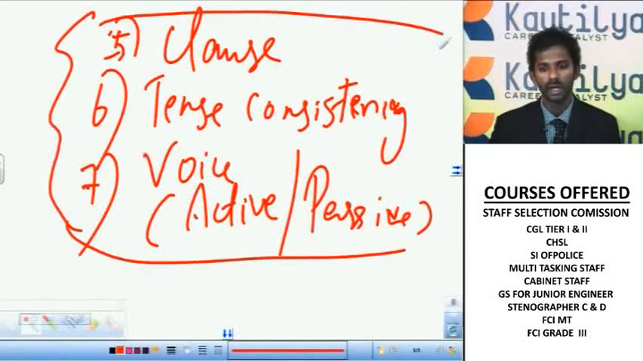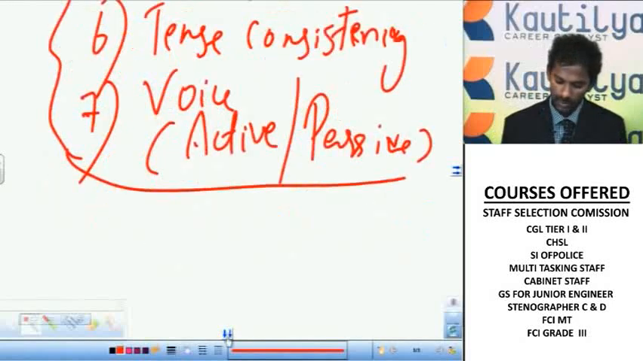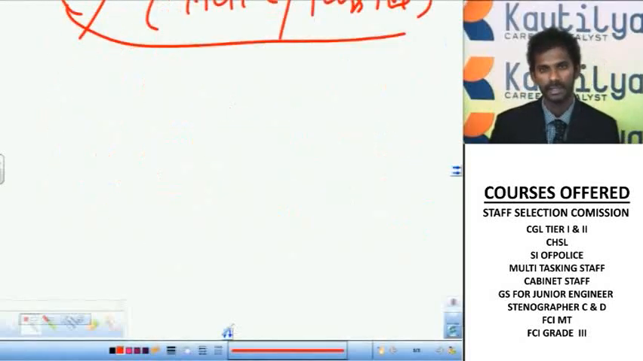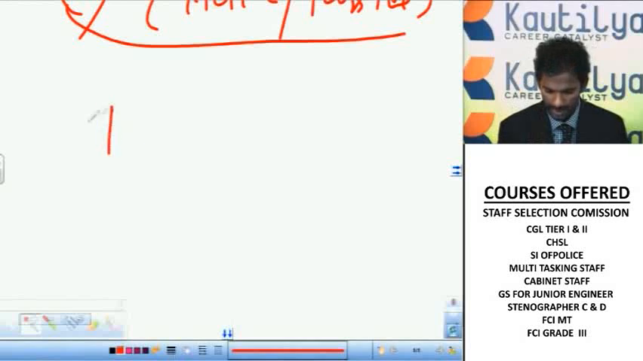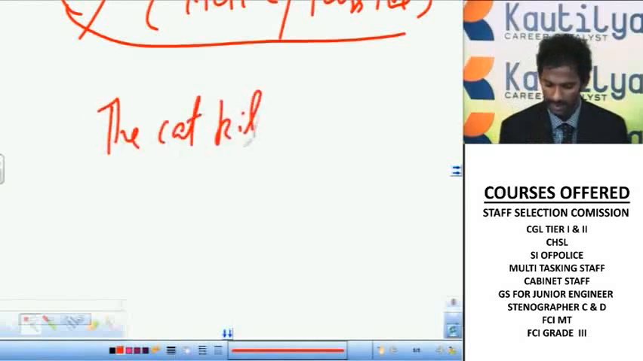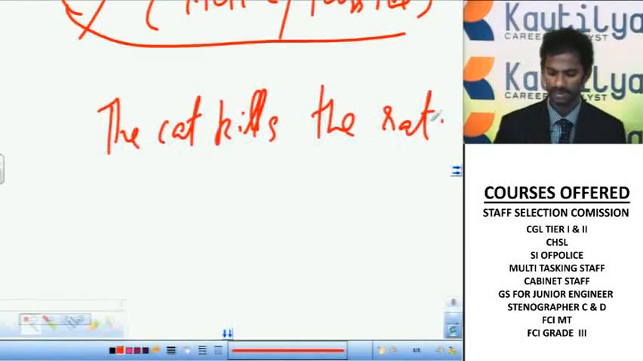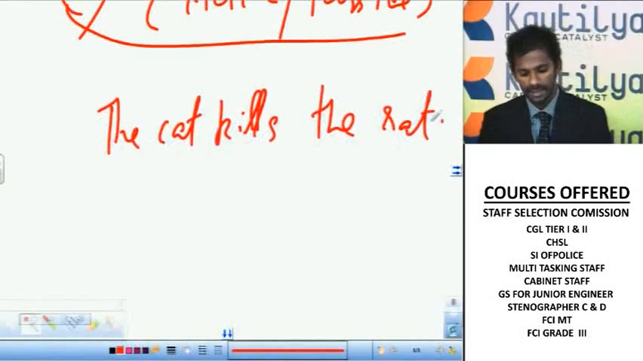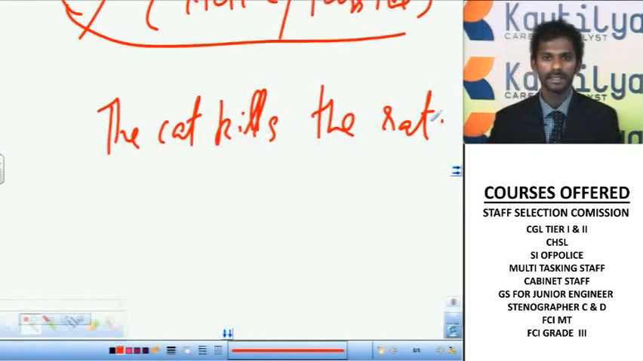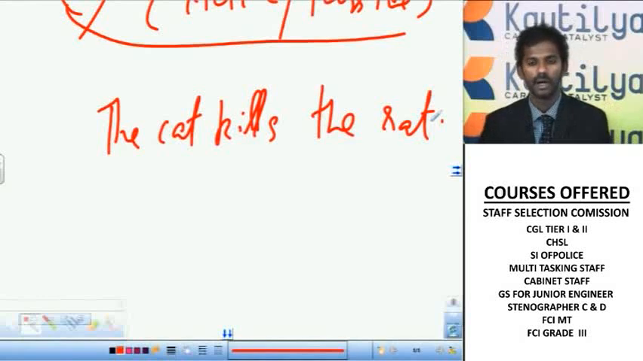Come to the first one, clause. Now, you know what a subject is in a sentence, right? If I say, the cat kills the rat. The cat kills the rat. What is subject? The subject is the doer of an action, or the noun or pronoun given primary importance. The doer of an action or the noun or pronoun given primary importance in a sentence is termed as a subject. Whereas the receiver of an action or the noun or pronoun given secondary importance in a sentence is termed as the object. Clear? Fine.